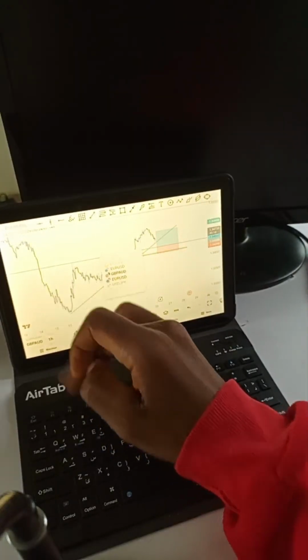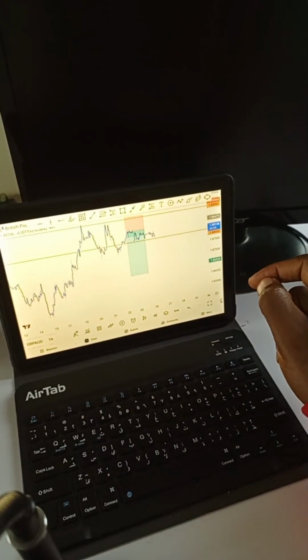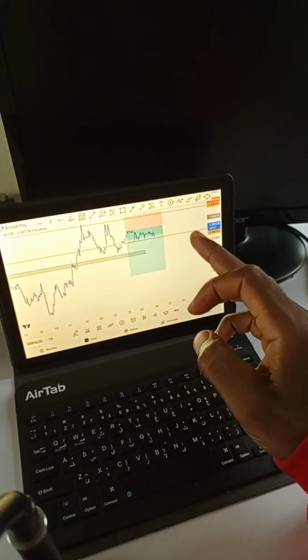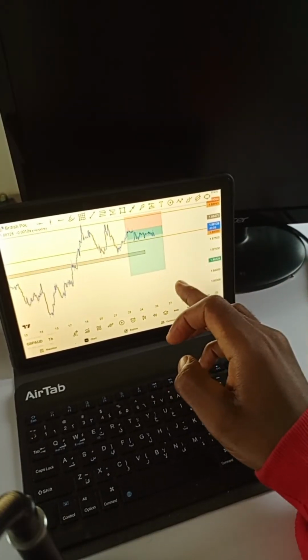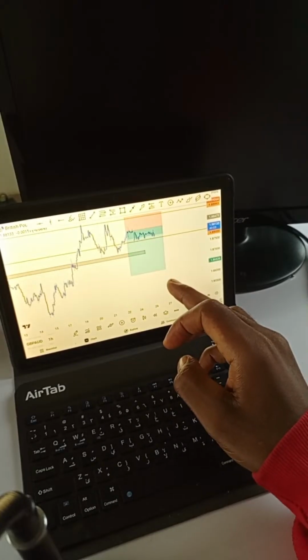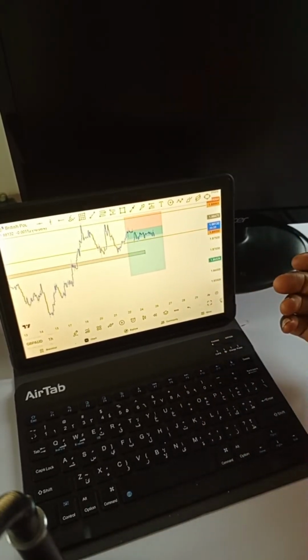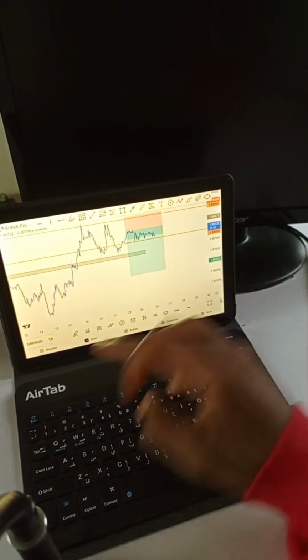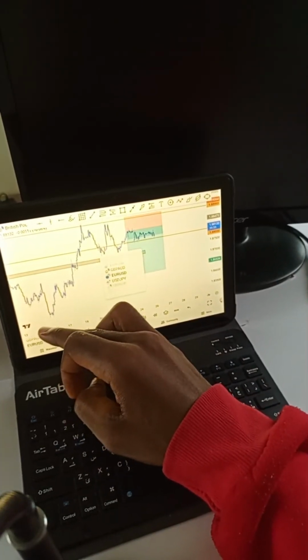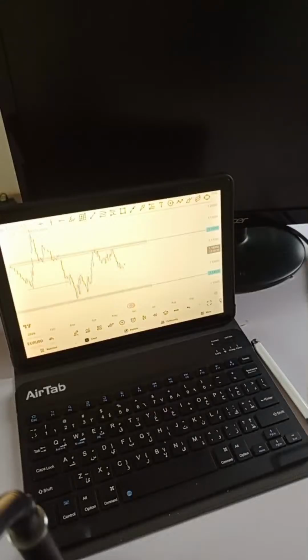Then on GBP AUD, this is what we have going on. I shared this trade during New York session on Friday, and we are still in massive profits. So these are the pairs we've been working on together. Let me just do a little analysis on euro.